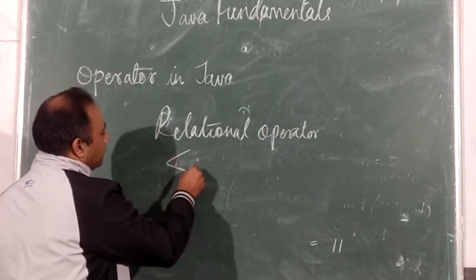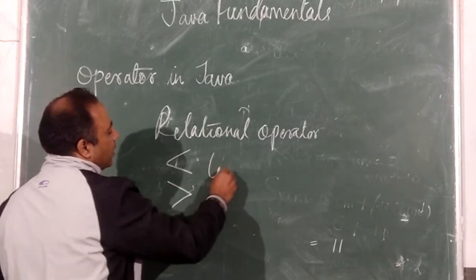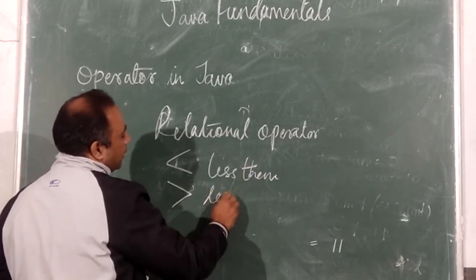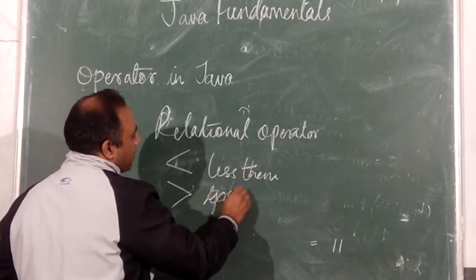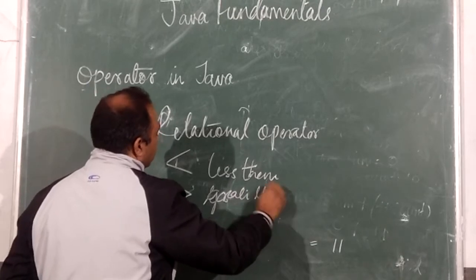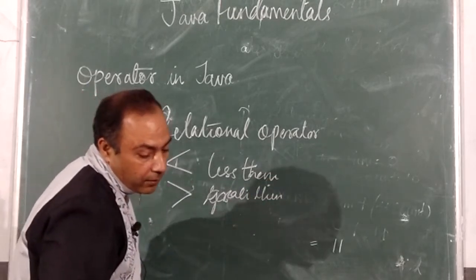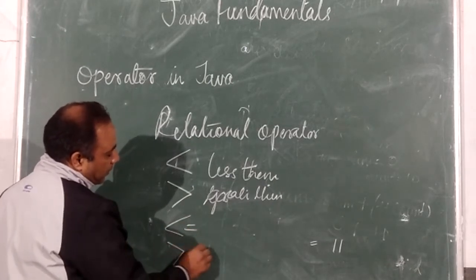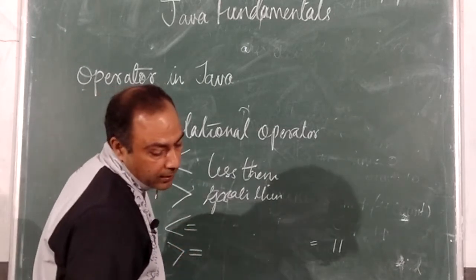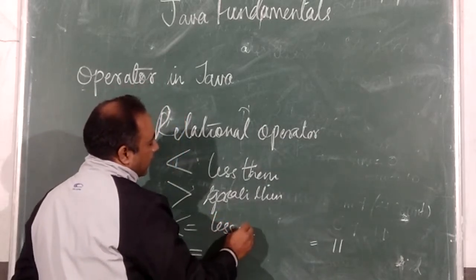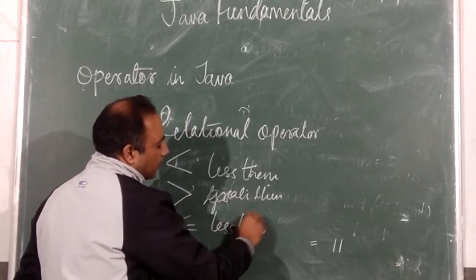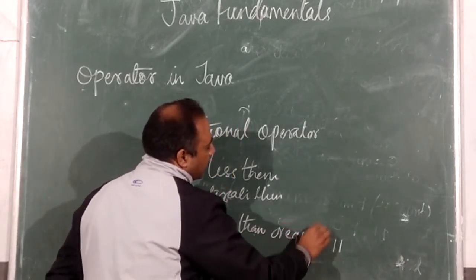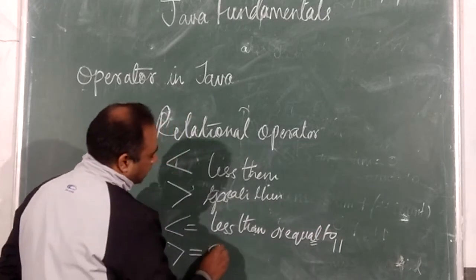So, relational operators, we all are aware of these. Less than symbol, greater than symbol. This is the same symbol which we use in arithmetic. Then less than or equals to, greater than or equals to. Less than or equals to means less than or equals to, greater than or equals to.